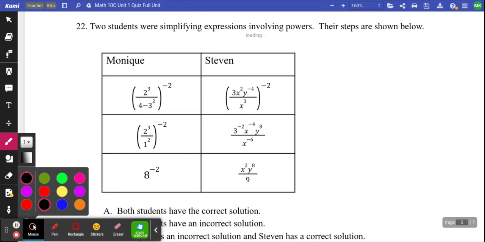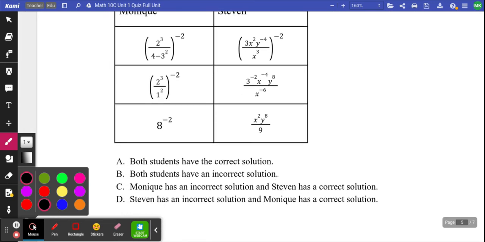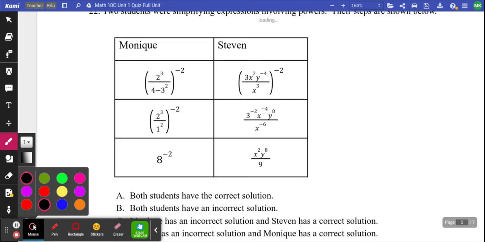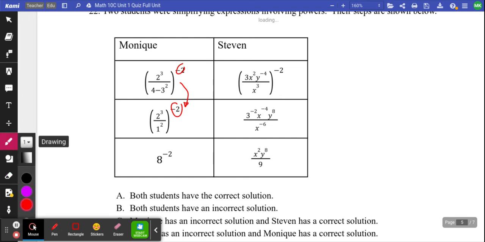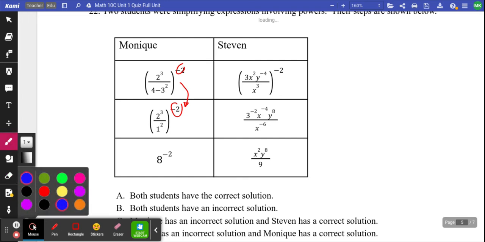22. Two students were simplifying expressions involving powers. Their steps are shown below. You have Monique and Steve. We have to decide who's right. So to figure out who's right, you're going to start with one of them and just try to figure out what they've done. So Monique, from here to here, if I'm looking, the -2 is still there, but the inside has changed. So what's changed on that inside? Oh, sorry. So you can see that the 2's, those exponents, have stayed the same. If you look at the top, that's actually stayed the same too. So the only thing that's changed here is the denominator in purple.